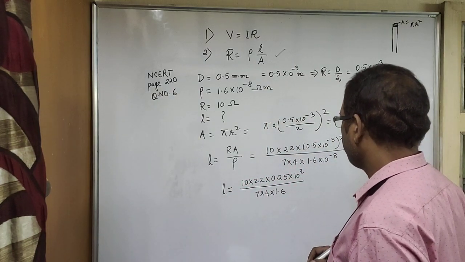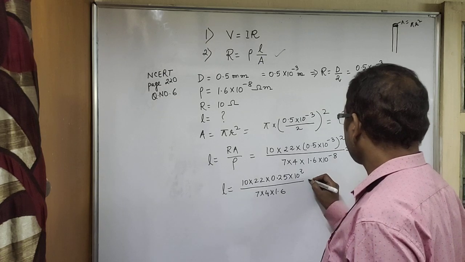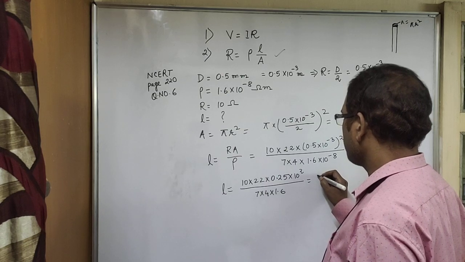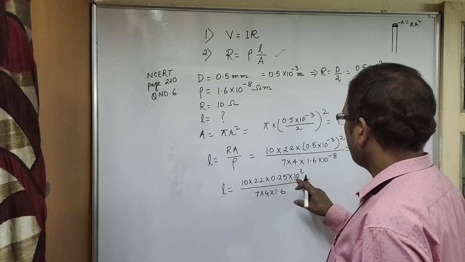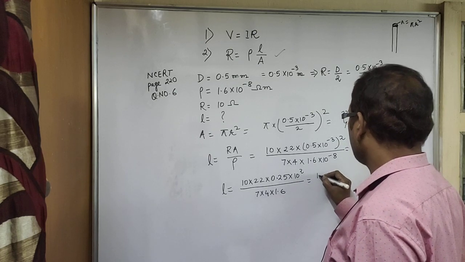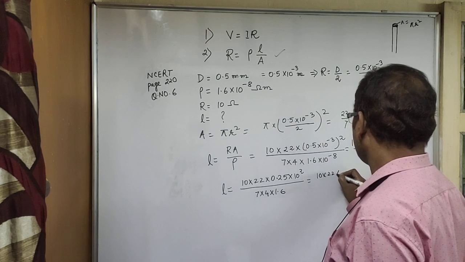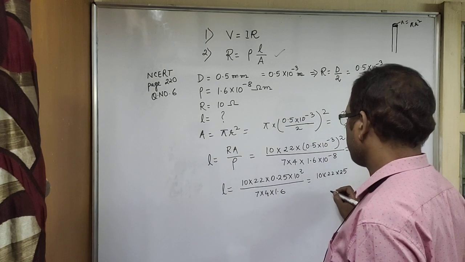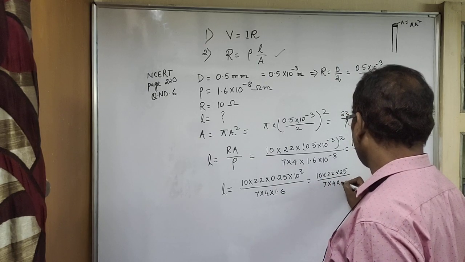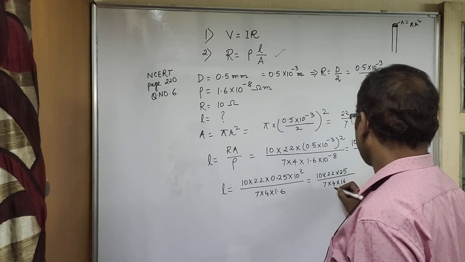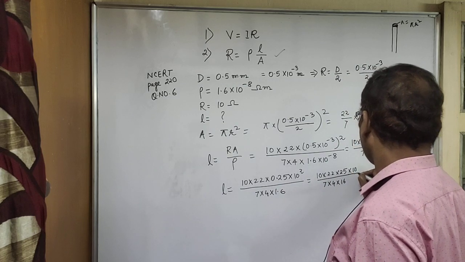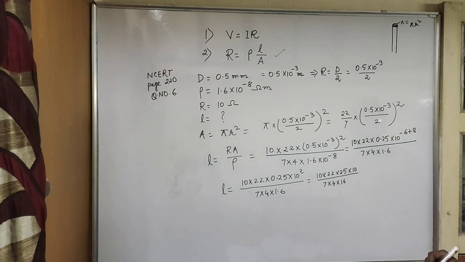Now remove the decimals. If 0.25 is multiplied with 10 square, it means with 100, it will be simply 25. So 22 into 25, and in denominator we have 7 into 4 into 1.6. We are writing 16, and after decimal we have one digit, so we are multiplying it with 10 in the numerator.